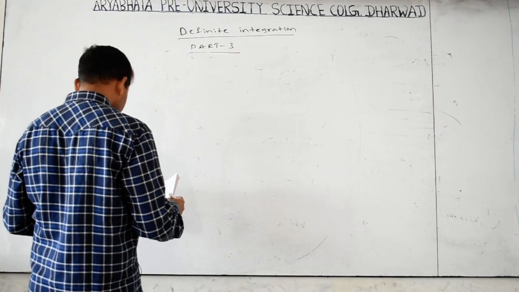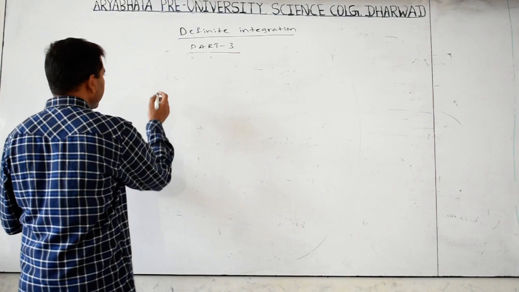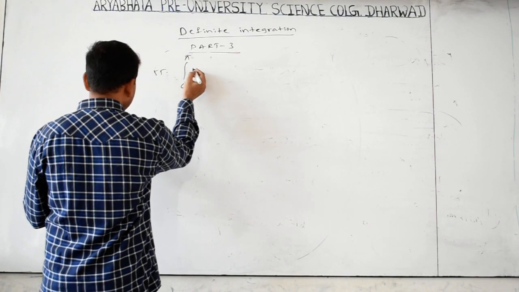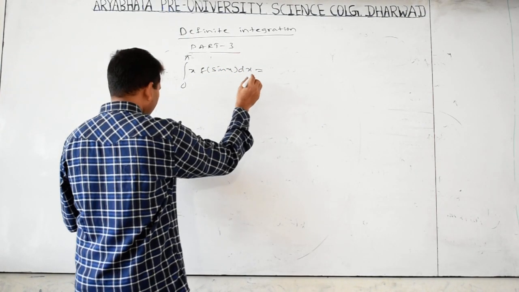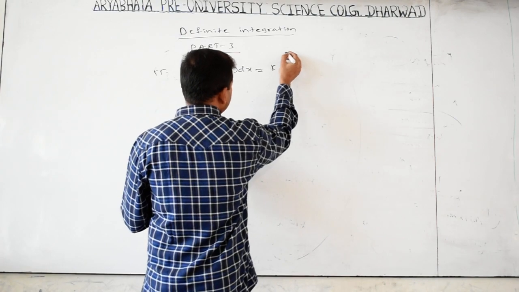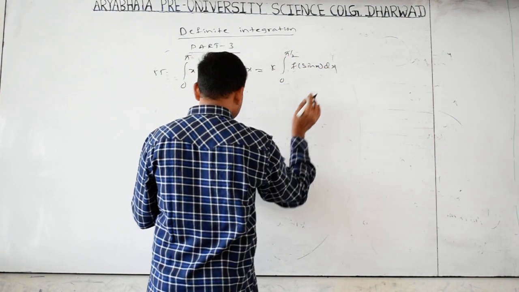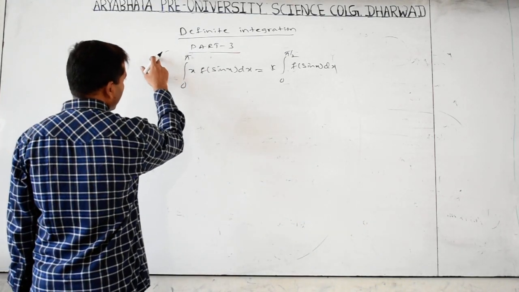Next one is question number 55, which is important for JEE. It was asked 2-3 times. The integral from 0 to pi of x f(sin x) dx equals k times the integral from 0 to pi by 2 of f(sin x) dx. Then what is the k value? It is a similar problem to question 54.